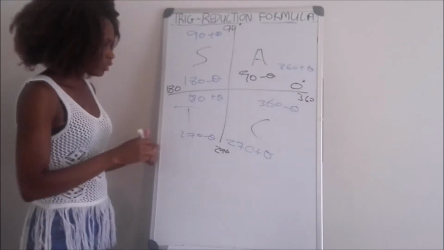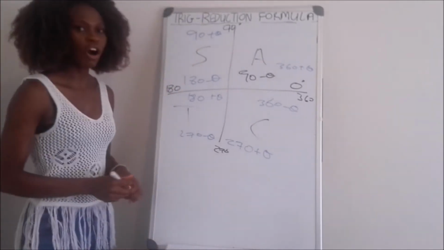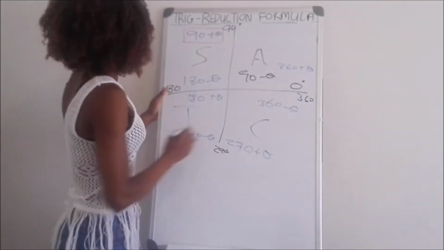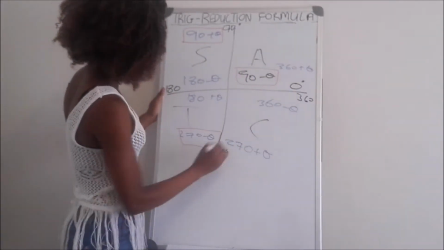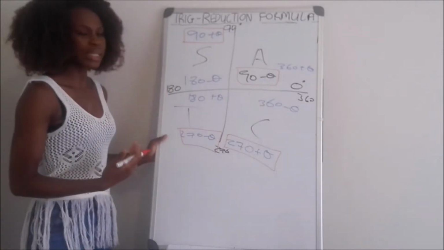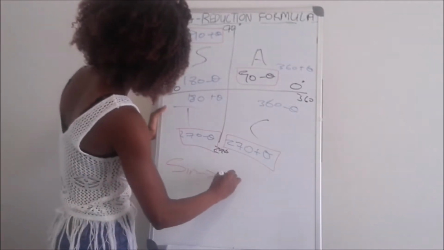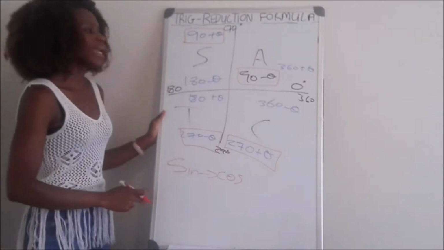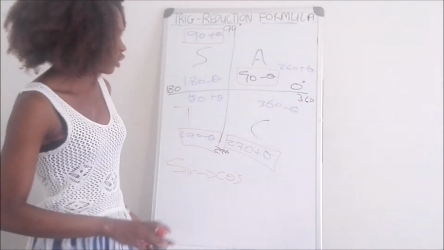Alright guys, let's look at something called cofunction. With a cofunction it's about 90 plus theta, 90 minus theta, 270 minus theta, and 270 plus theta. When we are dealing with cofunction, we are talking about sine changing into cos. Only that. It does not affect tan, and it does not affect any other trigonometric ratio.